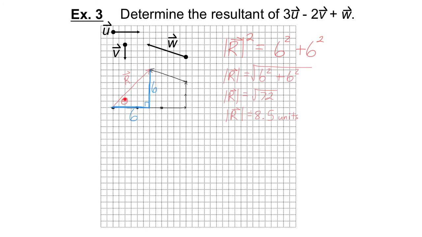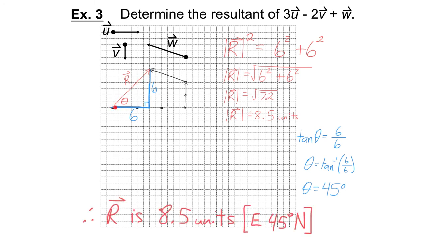Okay, now I need the direction. Well, this is a right triangle. I have opposite and adjacent, so I can use tangent to find my angle. So tangent of my angle is opposite over adjacent, so 6 over 6. Take the inverse tan of that, it ends up being 45 degrees. So r is 8.5 units east, 45 degrees north.